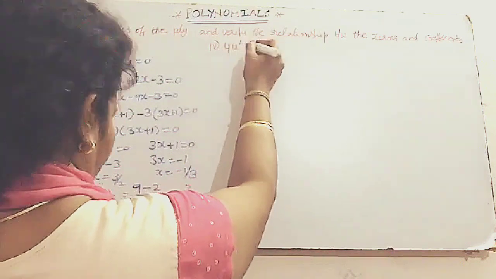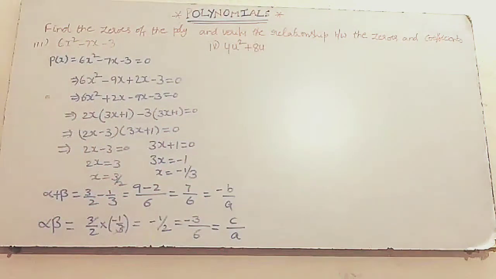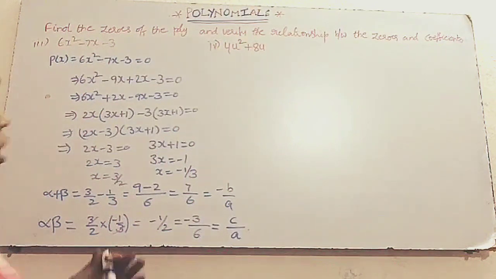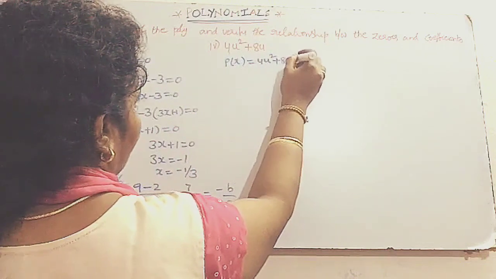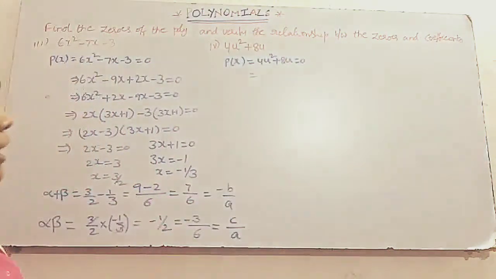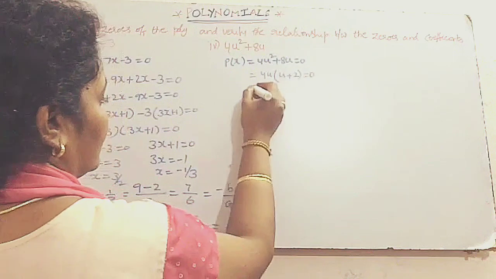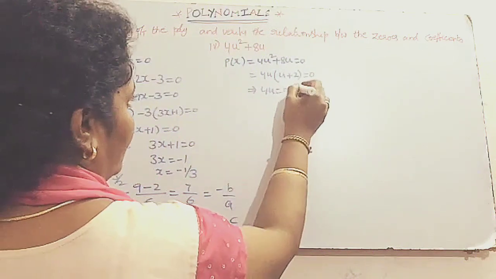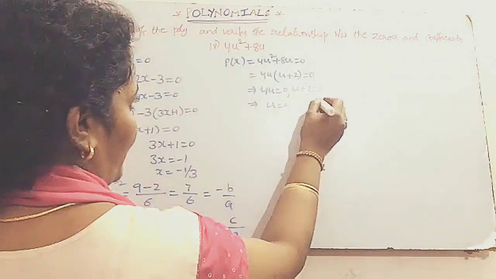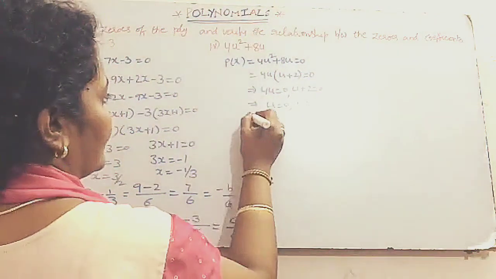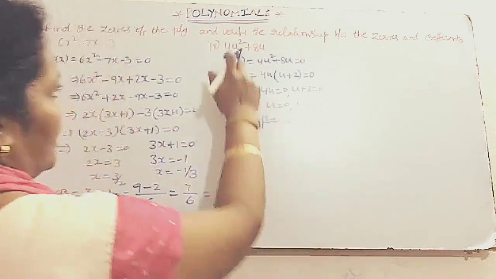4u² + 8u. Here they didn't give the constant term. So p(x) = 4u² + 8u = 0. That means I will take 4u common, then we will get u + 2 = 0. That implies 4u = 0 and u + 2 = 0. That means u = 0 and u = -2. So here sum of roots alpha + beta is 0 - 2, that is equal to -2.